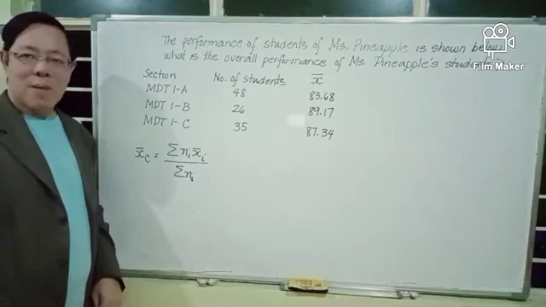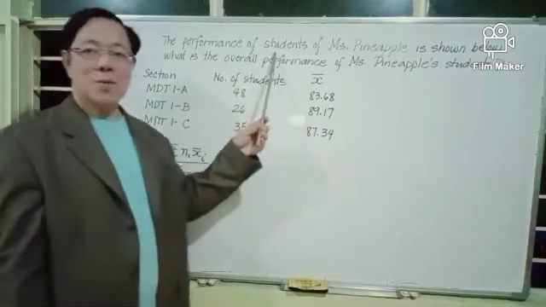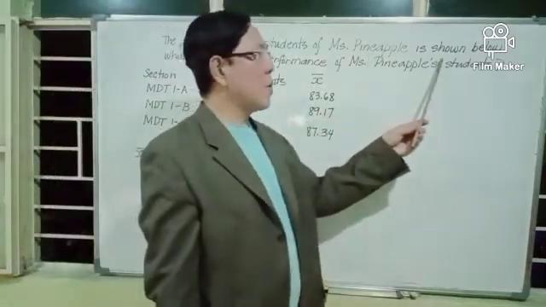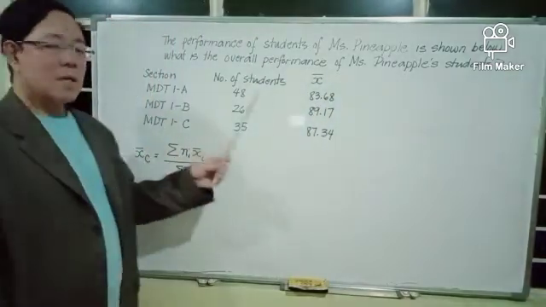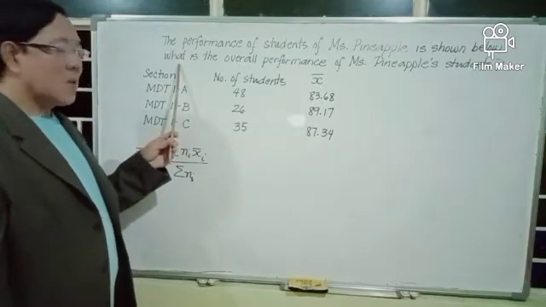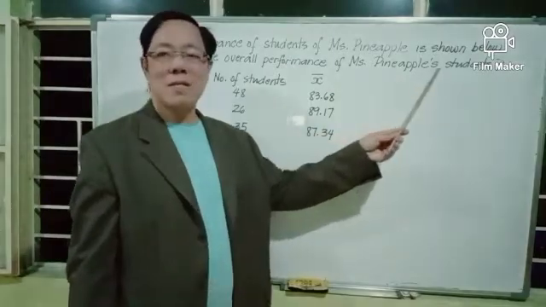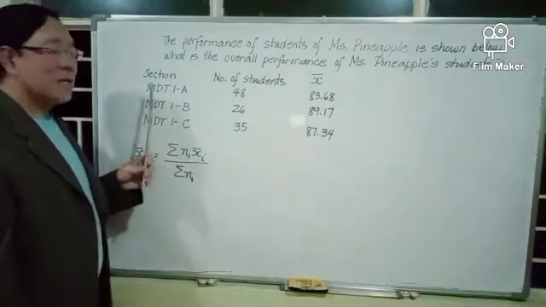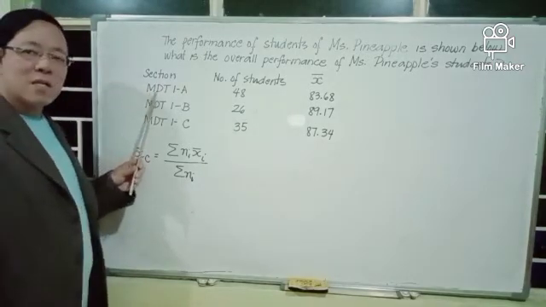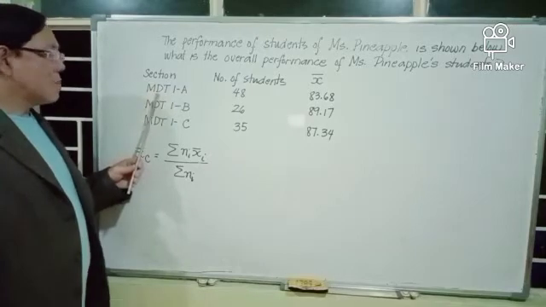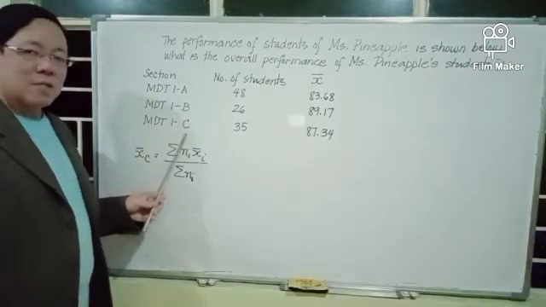For our example, consider the following problem. The performance of students of Miss Pineapple is shown below. This is the given data in this table. The question is, what is the overall performance of Miss Pineapple's students? In the last completed semester, Miss Pineapple had 3 sections in medical technology. These are the MDP 1A, MDP 1B, and MDP 1C.